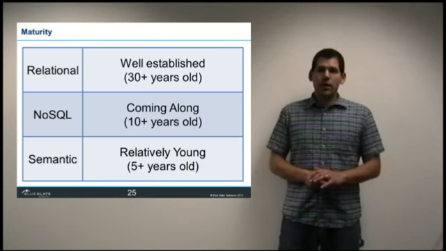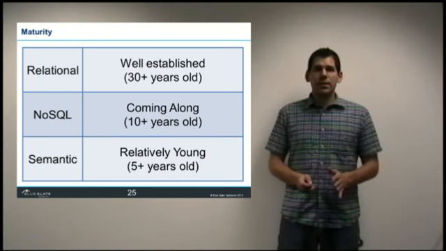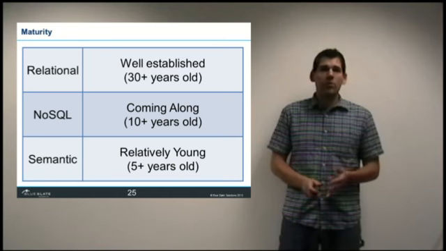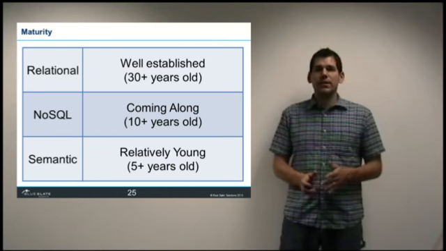Maturity-wise, relational, of course, has been around for 30 years, very well established. There's lots of vendors to choose from, lots of technology, hardware platforms, tools are fantastic.